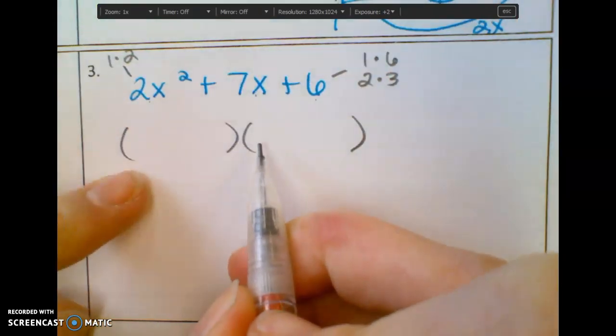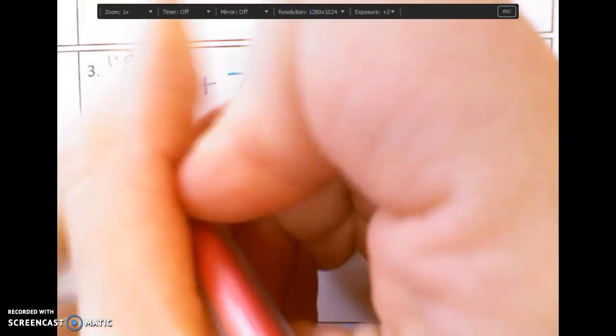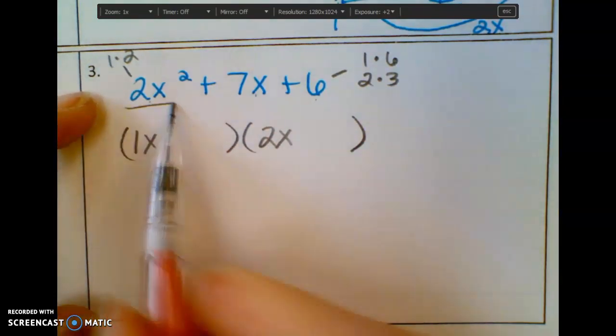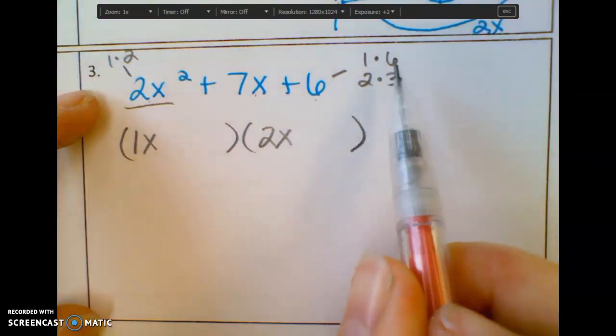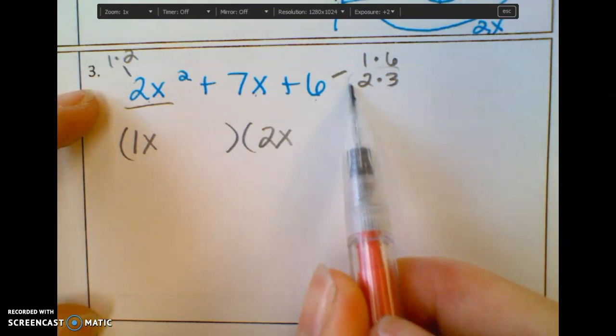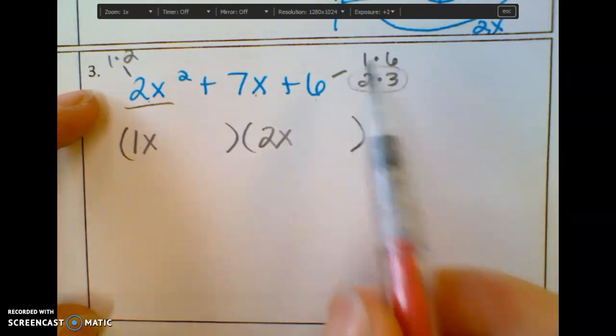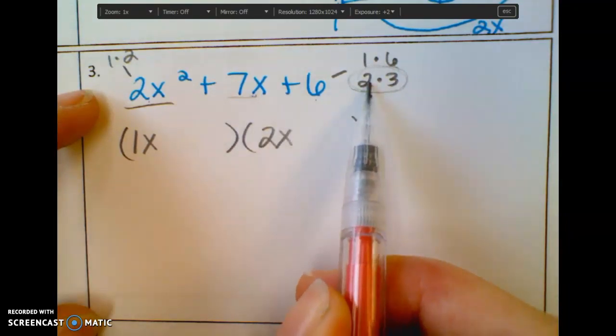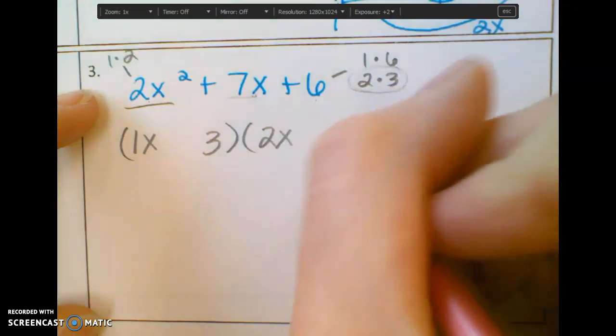What do we have to have for the first two factors? We have to have a 1x and a 2x because that's what will give us the 2x squared. Now let's try some factors. A lot of times I'm going to start with the smallest factors, especially if this middle number is not a really big number. So I'm actually going to go ahead and start with 3 and 2.